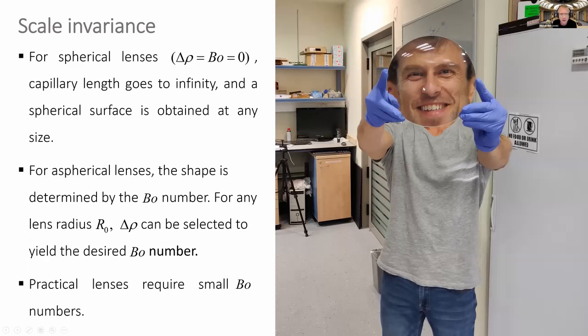This was done using neutral buoyancy, but actually, even when we deviate from neutral buoyancy, when we use the bond number, we are still scale invariant because the bond number is controlled both by the radius and the difference in density. So for a given shape that we're interested in and a given radius, we can tweak the difference in density to achieve that desired bond number. So this is truly scale invariant, and you can go theoretically to any size.